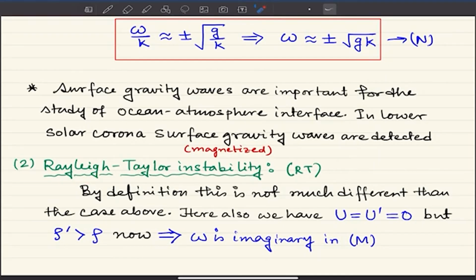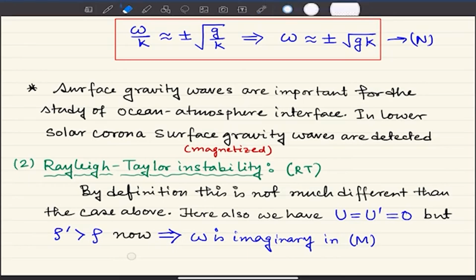Okay. So the initial condition is exactly the same. That means u is equal to u prime is equal to 0. But one thing is changed there. Now whenever you have two fluids, the relative configuration, or the relative situation of one fluid with respect to the other, is very, very important. So here this is exactly equal to the previous case, but now rho prime is greater than rho. So in that aspect, the initial condition is not exactly the same.